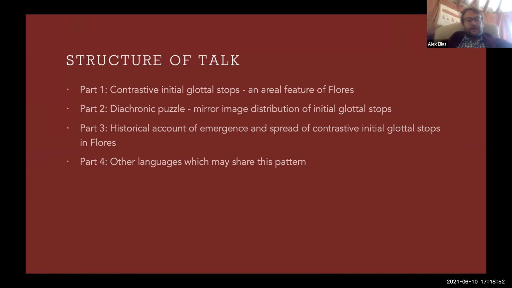So once you start looking into the diachronic origins of these contrastive initial glottal stops, there's a puzzle that emerges, which is that they show this sort of mirror image distribution, which I'll describe shortly. And it's quite puzzling. So it raises a lot of questions about how this sound pattern could have developed. So then in part 3, this will be the main part of the presentation where I present my interpretation of how this sound pattern formed, how it emerged and it spread. And then part 4 will be sort of more of an afterthought, but expanding to take a broader regional view and showing that there are other languages in the area which may also be well analyzed according to this pattern, some of which have been described as such, some of which have not yet.